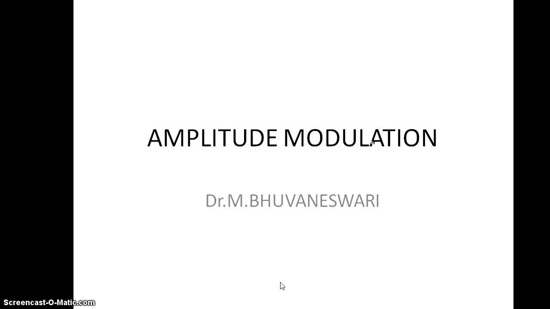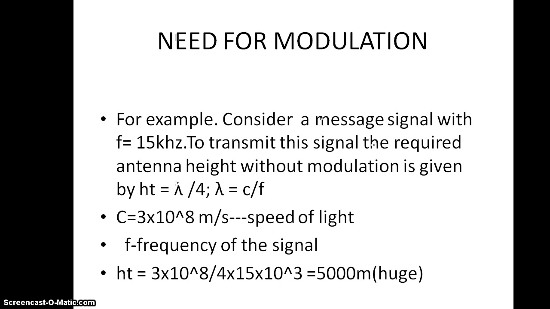In a communication system, the information can be modulated in different ways. One of the modulation types is called amplitude modulation. Now we'll see what the advantages of modulation are. The first and foremost advantage of modulation is that using modulation, the height of the antenna will get decreased. We'll see how this happens.